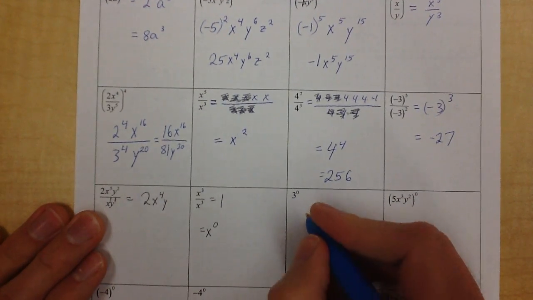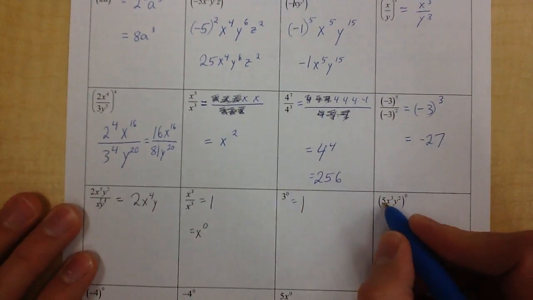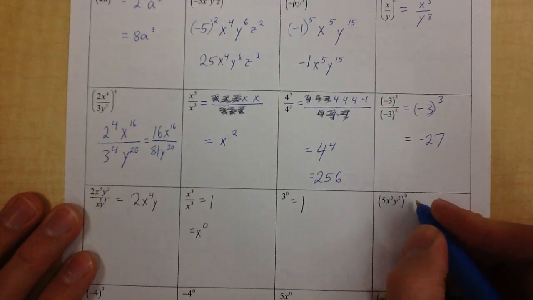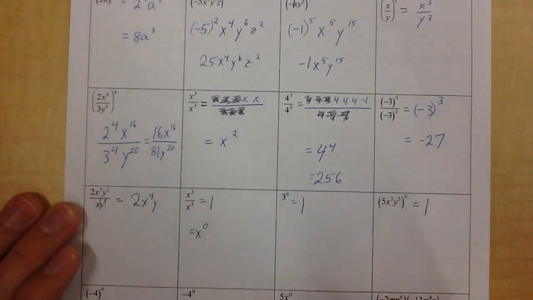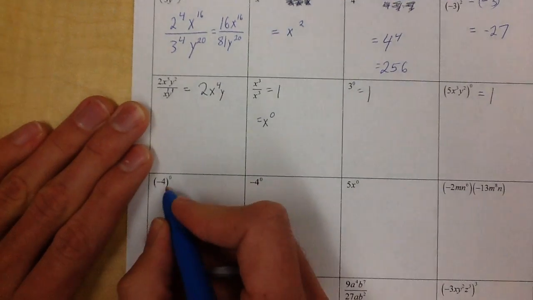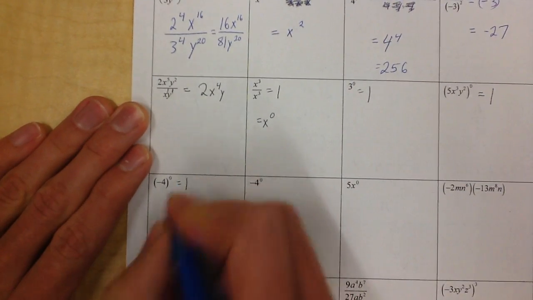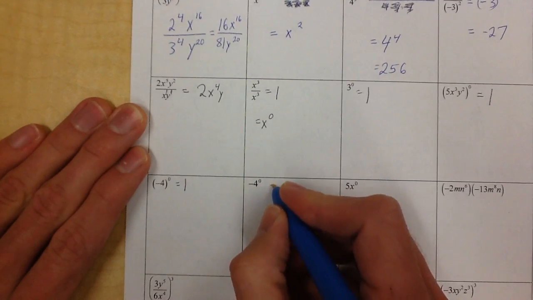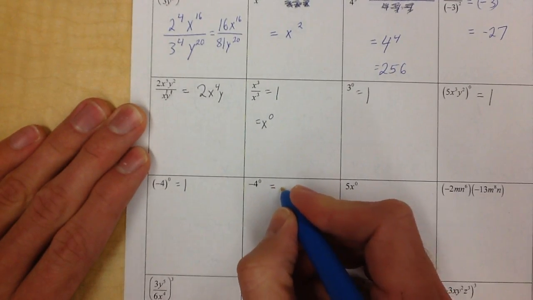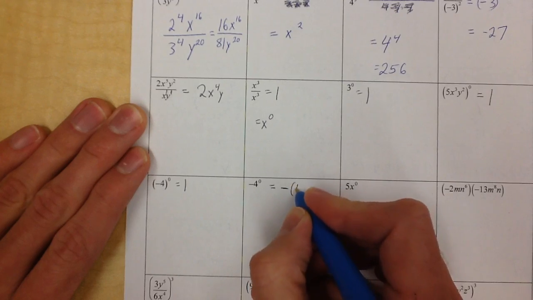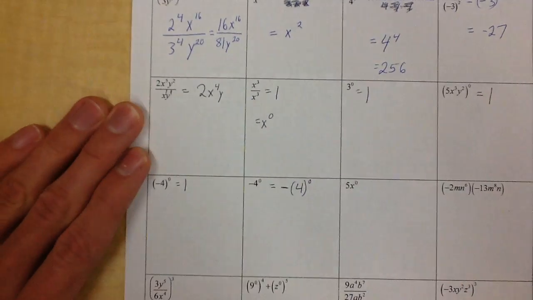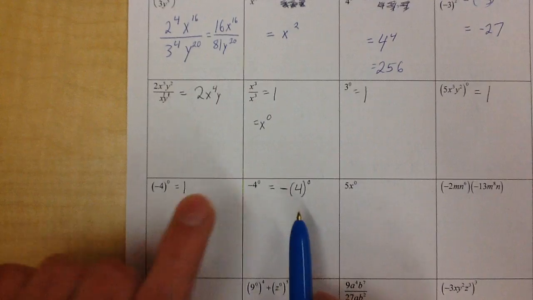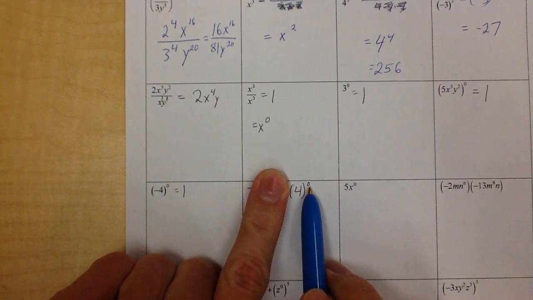So when I say anything, I'm excluding 0, but anything to the 0 power is 1. 3 to the 0 power is 1. 5x cubed y squared to the 0 power is 1. Wow, these are easy. Negative 4 to the 0 power is 1. Negative 4 to the 0 power is, be careful, this is negative that. Okay, let's ignore the negative. 4 to the 0 power is 1, right?